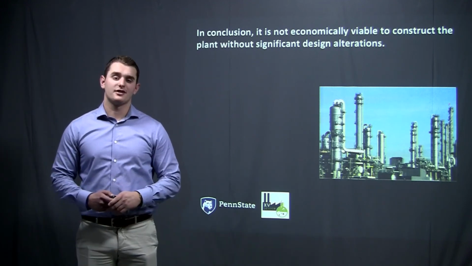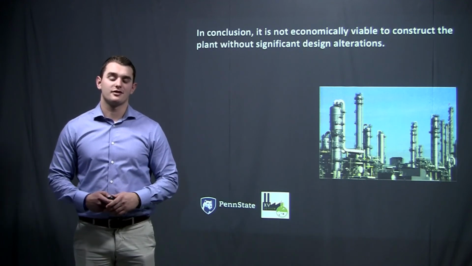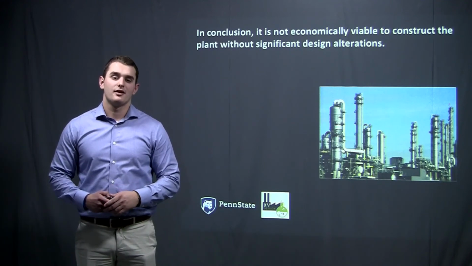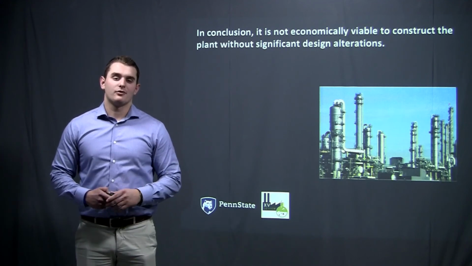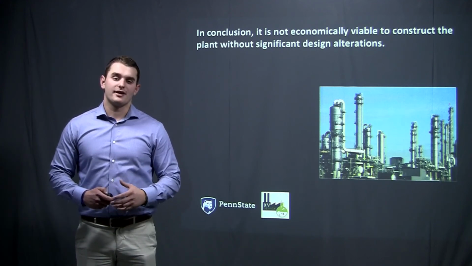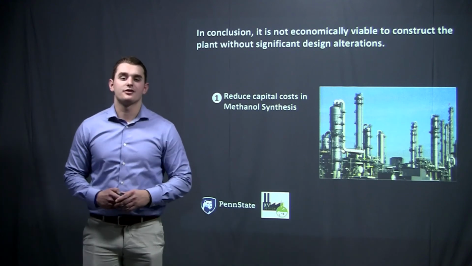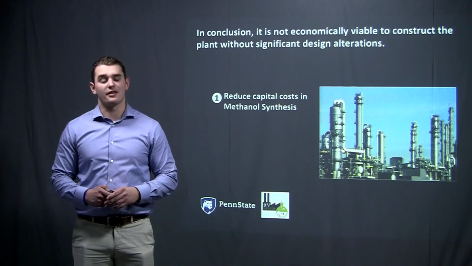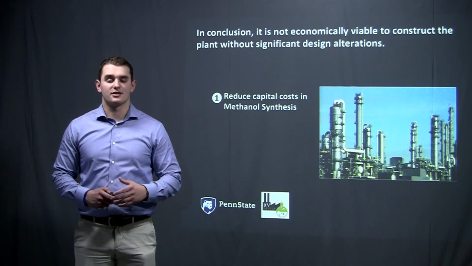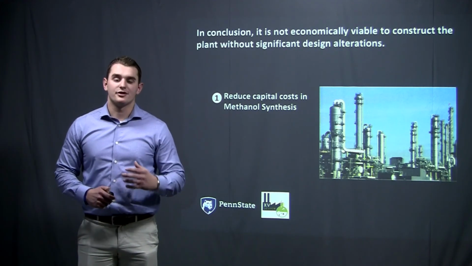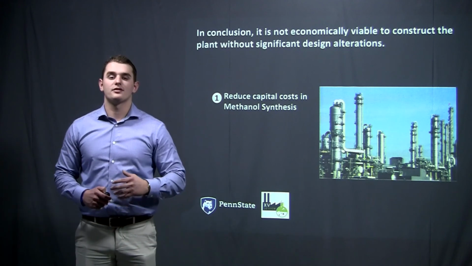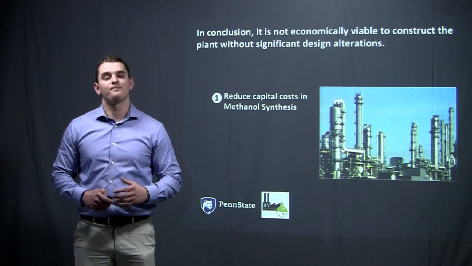If, however, there is a continued desire to build a methanol synthesis plant with this feed, significant design changes would need to be made to the process. This could happen in one of three main ways. The first of which would be to reduce capital costs, specifically in the methanol synthesis section. With our 6 compressors, that is a significant portion of our capital. By reducing the number of compressors, we could make the plant much more profitable.